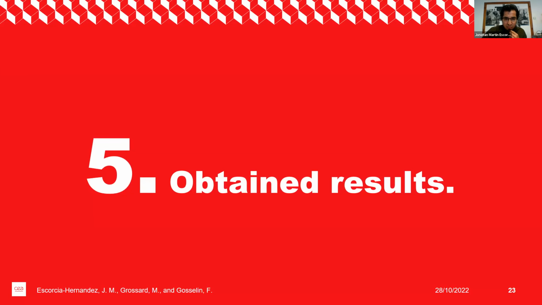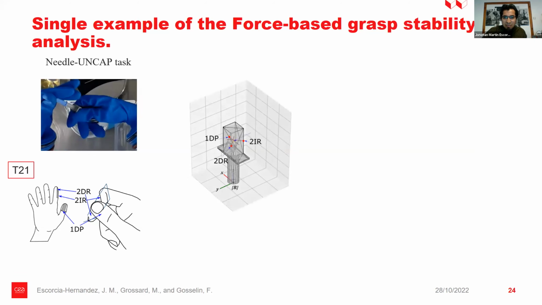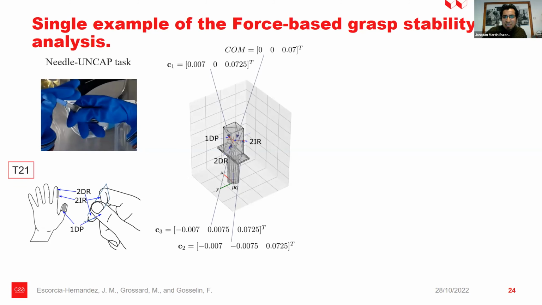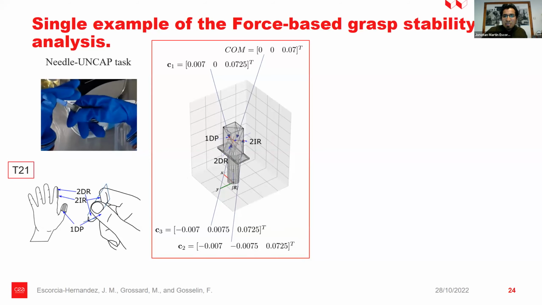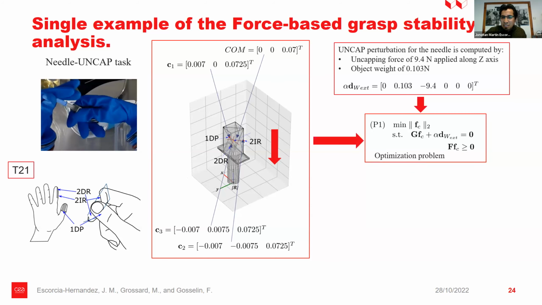I'm going to explain an example in detail. For instance, this task, that is needle on cap phase. First, we identify the surfaces that are in contact. We associate them virtually to the object. We identify, with respect to the center of mass and the object frame, the position of the contact points. We associate the perturbation. In this case, the needle on cap task was estimated as the vector that is shown on the screen. This information is used to solve the optimization problem.